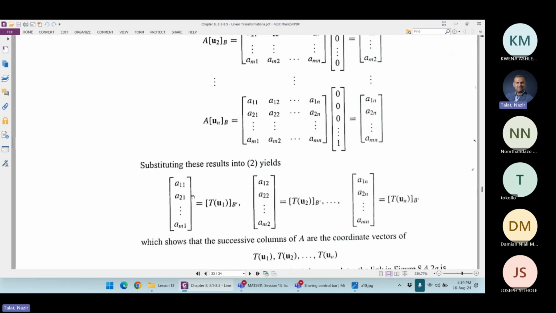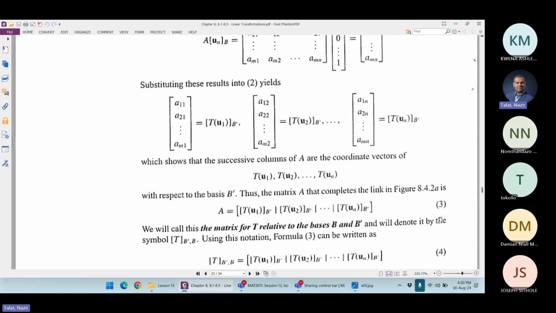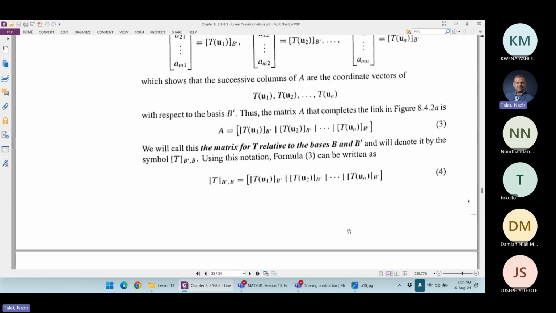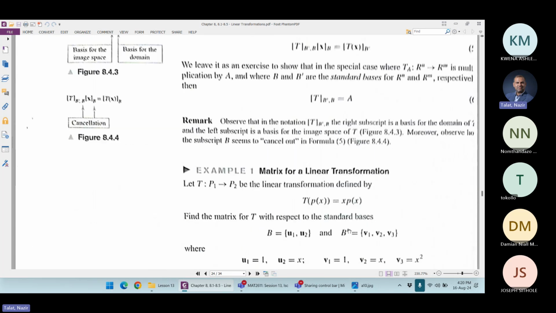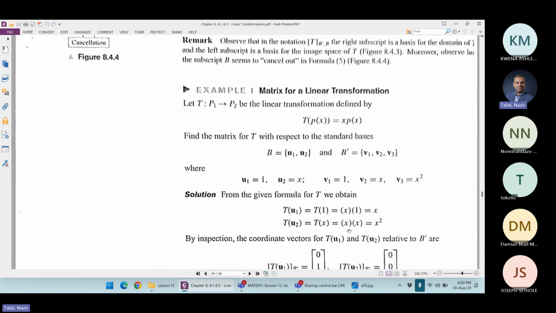And with the combination of that, we can see that these are the bases T(u1), T(u2) up to T(un). And if we combine that, we can also obtain the standard matrix of a linear operator T. So this is basically the idea of the matrix of a general linear transformation, where we combine these ones. And this is also one nice example regarding that.